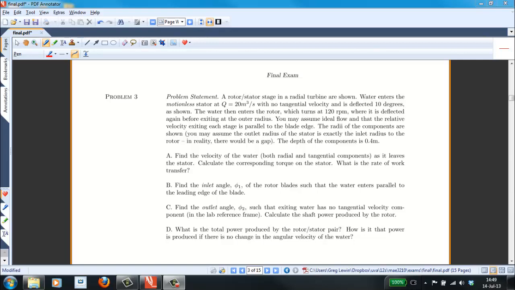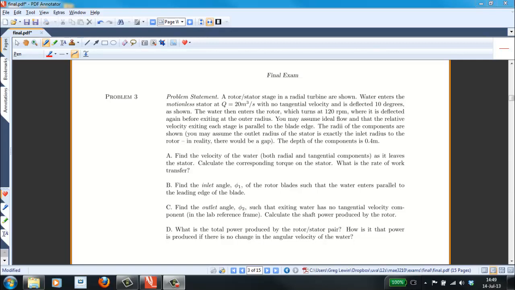The water then enters the rotor, which turns at 120 rotations per minute, where it is deflected again before exiting at the outer radius. You can assume ideal flow and that the relative velocity exiting each stage is parallel to the blade edge. The radii of the components are shown. Again, I'm about to draw them. And you can assume that the outer radius of the stator is exactly the inlet radius of the rotor, even though obviously in real life there would be a small gap between the two.